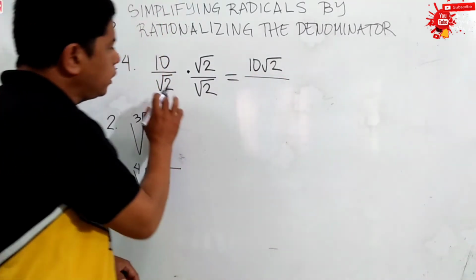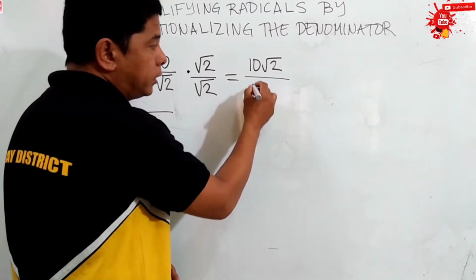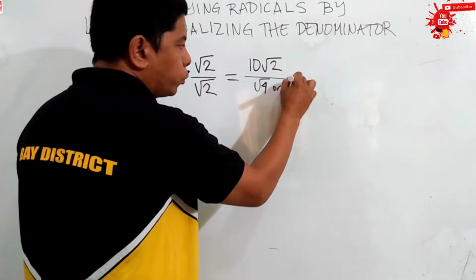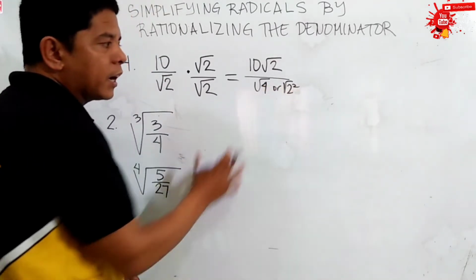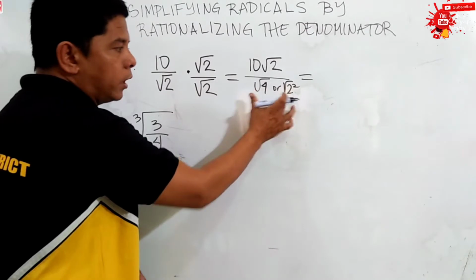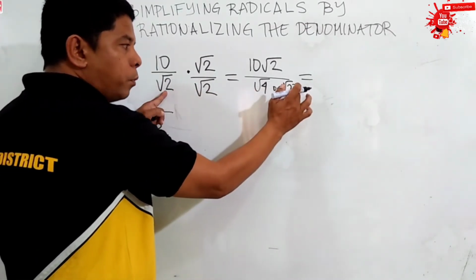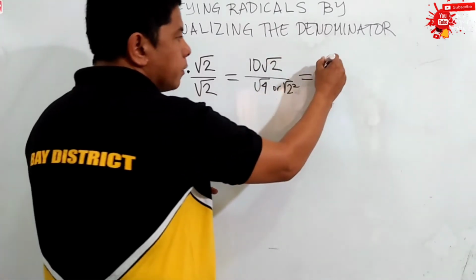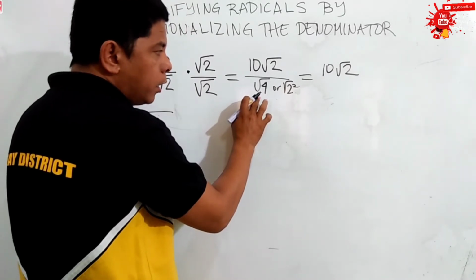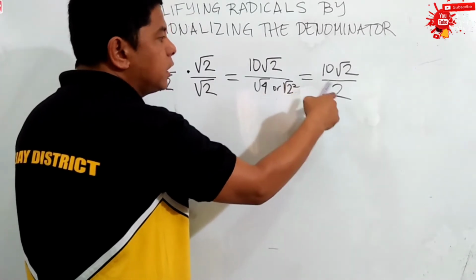Over, square root of 2 times square root of 2. That is easy. It can be square root of 4, or it can also be square root of 2 squared. Choose whichever you like, since it is easy. Then we continue. I just showed that 2 times 2, same base, we just add the exponents. Then 10 times square root of 2. Square root of 4 equals 2, or square root of 2 squared is also equal to 2.